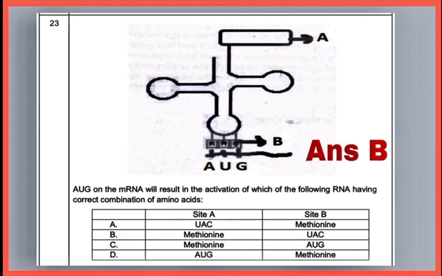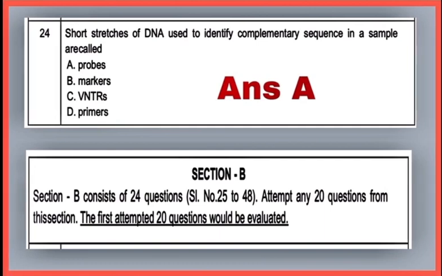Question 23. AUG on the messenger RNA will result in the activation of which of the following RNA having correct combination of amino acid? Option B. AUG will activate transfer RNA having methionine at site A and UAC at site B, which is an anticodon of AUG. Question 24. Short stretches of DNA used to identify complementary sequence in a sample are called option A. They are called probes.